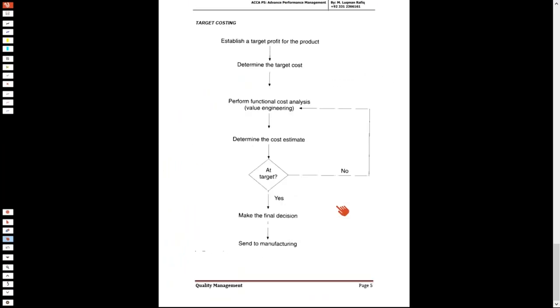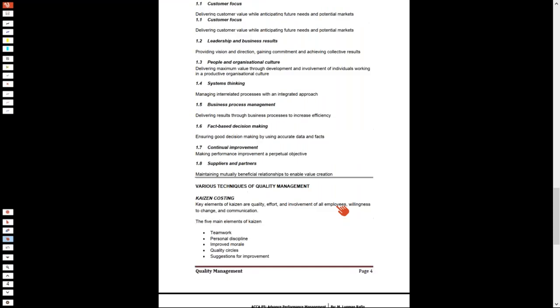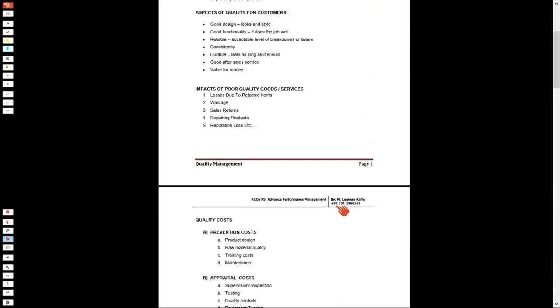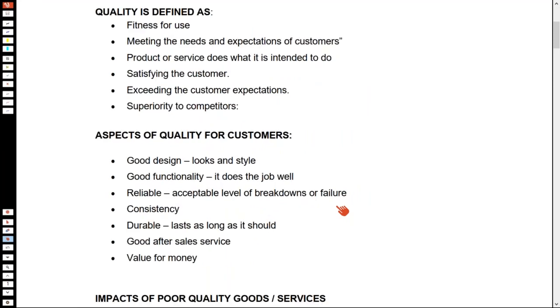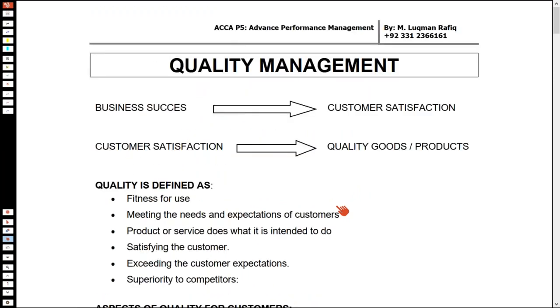I'm going to go through a quick review of quality management so that every one of you is able to understand. And then once we are done with the quick review, I'm going to start discussing the examination question on quality management. So let's discuss.